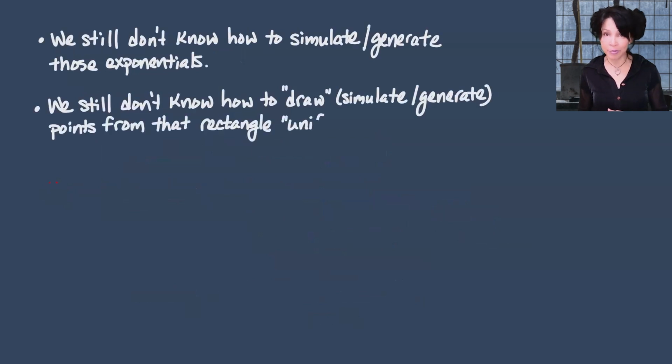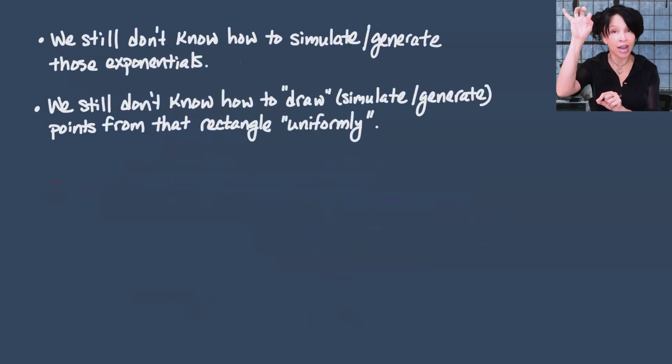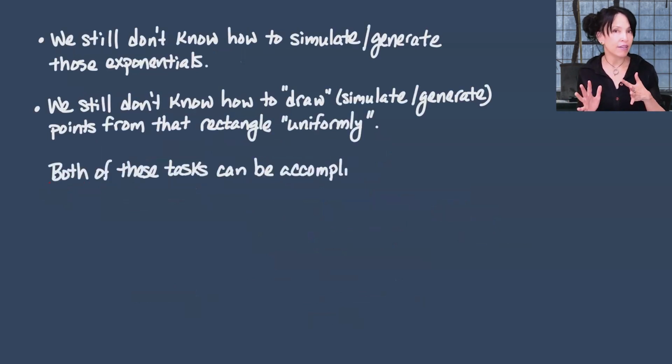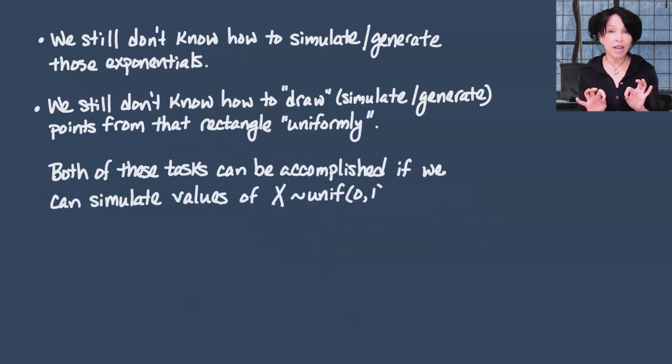We don't know how to simulate, draw, generate, produce observations, produce realizations from the rectangle uniformly, which we broke into two steps, generating uniformly on the x-axis and the y-axis. So we broke a two-dimensional problem into two one-dimensional problems. But how do we do that? Both of these tasks can be achieved if we can simulate values uniformly on the interval between 0 and 1.